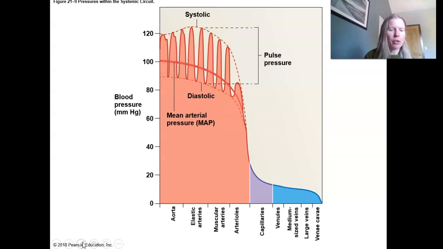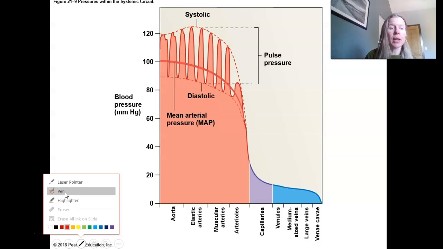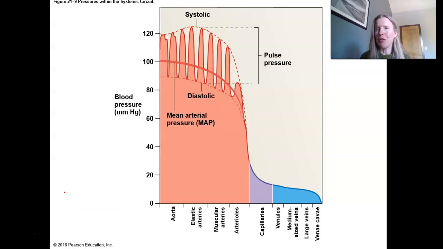And mean arterial pressure is actually something that you can calculate. Granted, if you're working in a hospital, your machine is going to do this for you. But basically what you do is you take the diastolic blood pressure and then you add the pulse pressure, which is systolic minus diastolic, and you divide this by 3. So mean arterial pressure is the diastolic blood pressure plus pulse pressure divided by 3.